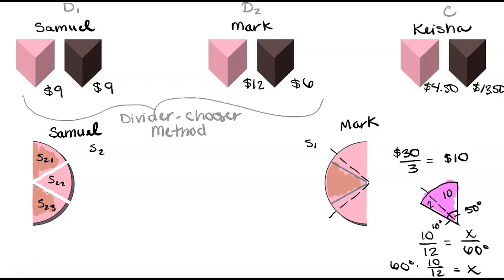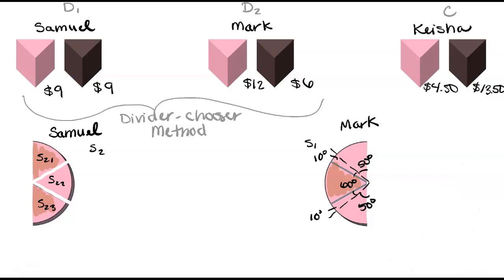Back to Mark's divisions, we have 50 degrees for our lone slices of strawberry, and for the one in the middle, we have 60 degrees of chocolate plus another 20 degrees of strawberry. For Mark's pieces, let's call these S11, S12, and S13. Keisha is our designated chooser, and she gets to choose one share from Samuel's thirds and Mark's thirds.